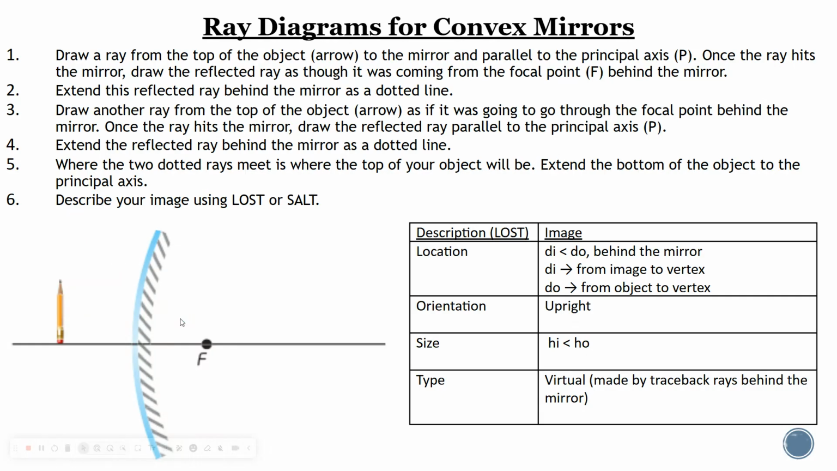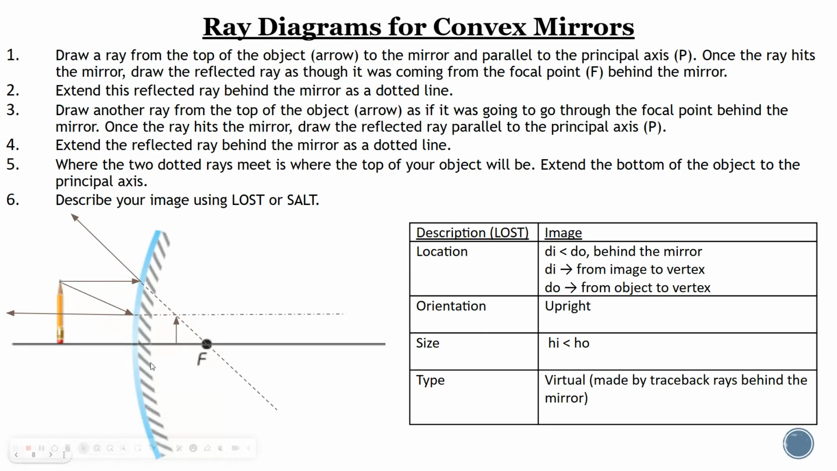So let's try this out one more time. Parallel to the principal axis, as if it's reflecting or coming from the focal point. So draw your trace back through that focal point there. Draw it towards the focal point, but again it stops because there's a mirror in the way. Make it parallel for the reflected ray and make your trace back for that reflected ray, and where these trace backs meet, that's where your image is going to be. Upright, virtual, closer to the mirror, and smaller than the actual pencil, the actual object.